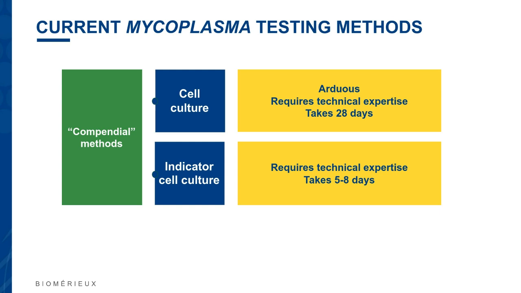So the current mycoplasma testing methods are of 2 types. The first one is what we call the compendial methods, and there are 2 different ones. The first is what we call the cell culture method, in which we incubate the samples in a specific culture medium and wait 28 days for the appearance of colonies. And this is, as you can imagine, arduous, requires technical expertise, and takes a long time to get the results.